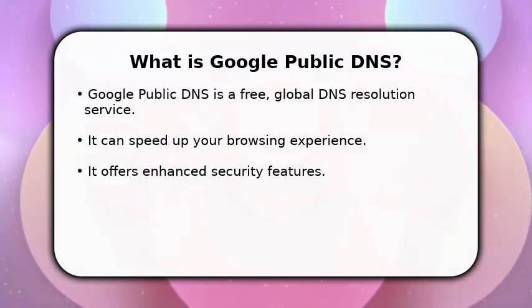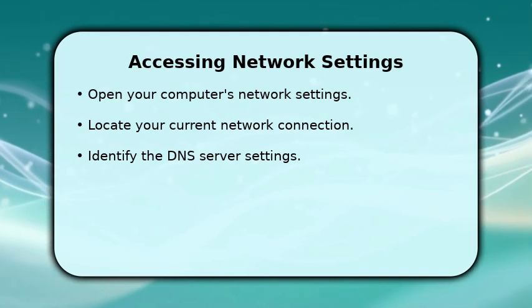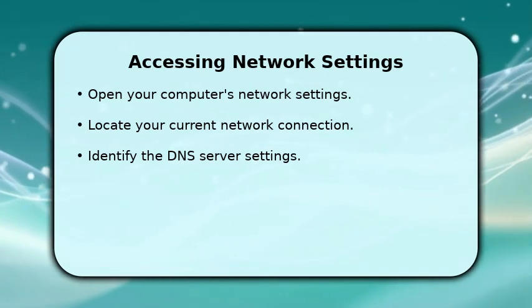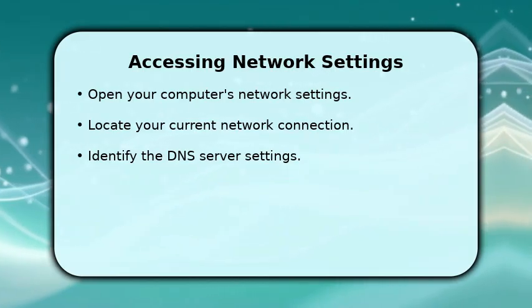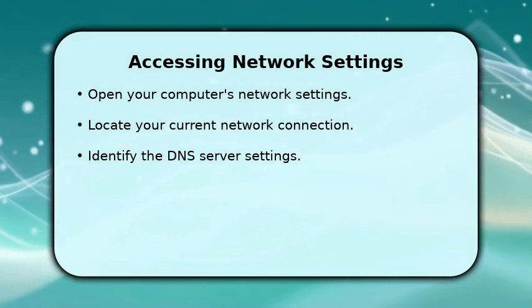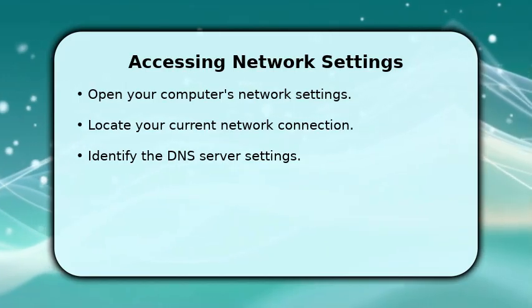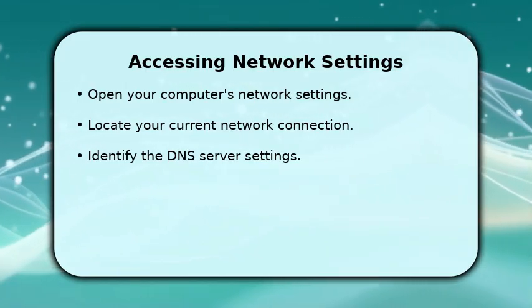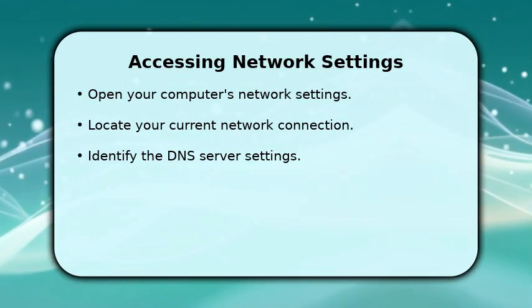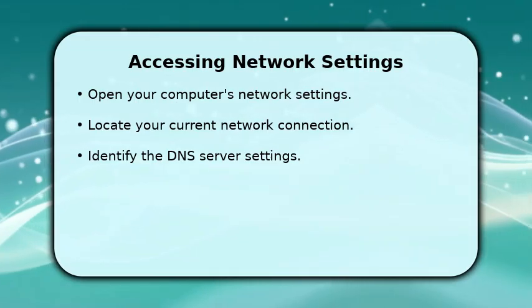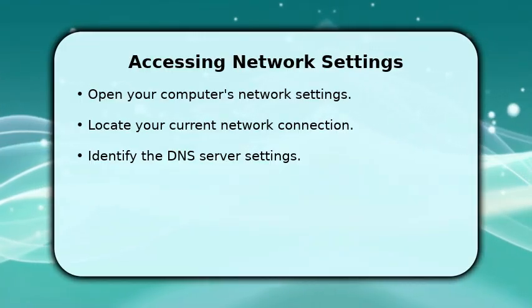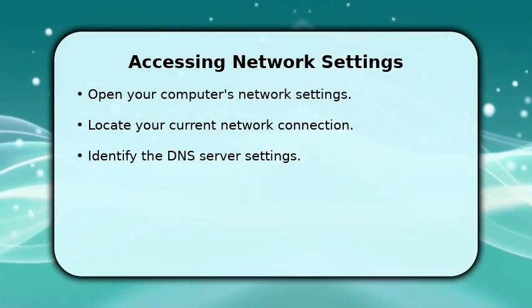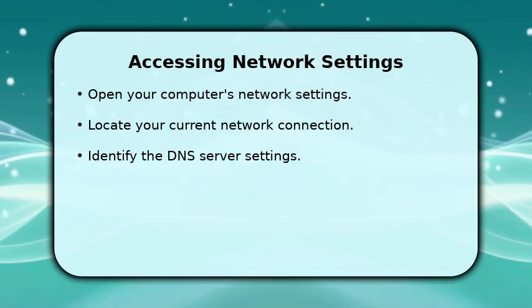To begin, you'll need to access your device's network settings. The exact steps vary slightly depending on your operating system, like Windows, macOS, or Linux. Generally, you'll navigate to your network and internet settings, then find the properties or details for your active connection, such as Wi-Fi or Ethernet. This is where you'll find the current DNS server configuration.